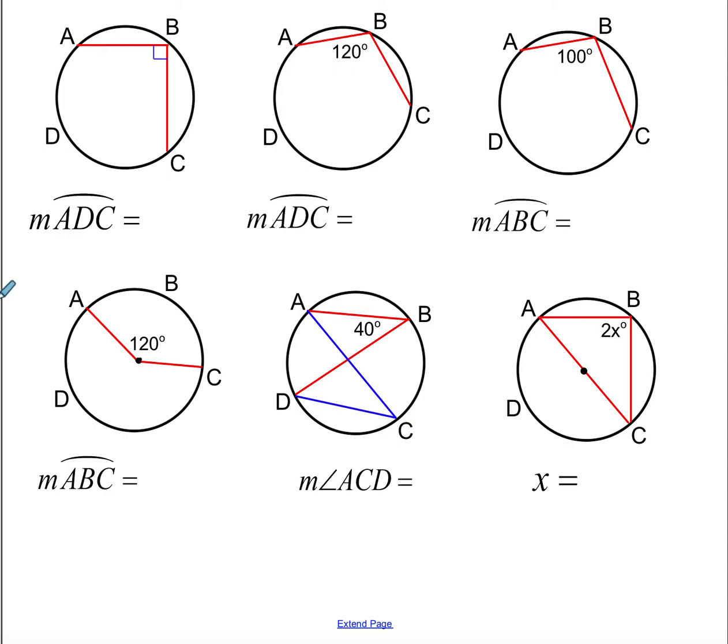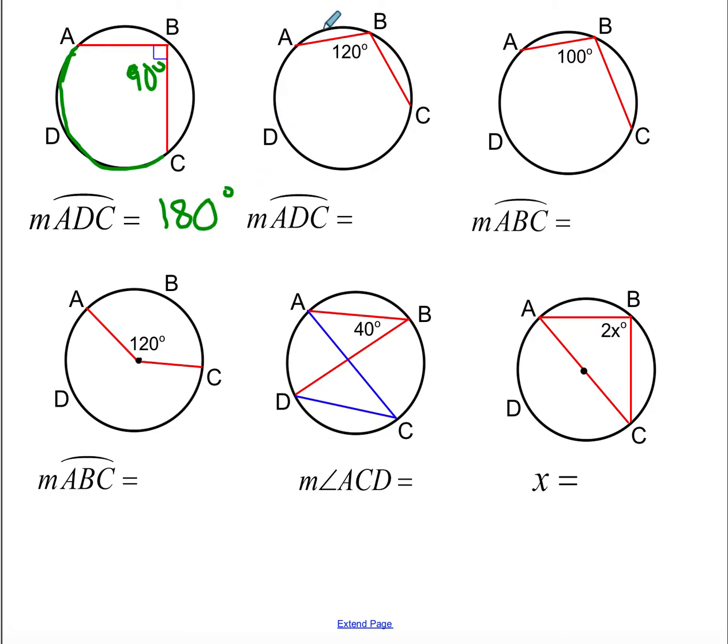All right, now that you've done these, let's go over a quick description of each of these. So if we use theorem 10.8, which says that the angle will be half the measure of the arc, and we know here that this is 90 degrees because it's a right angle, and this angle is half the measure of this arc, then this arc will be 2 times the measure of this angle. And so if the angle is 90, the arc will be 2 times that, so this arc will be 180.